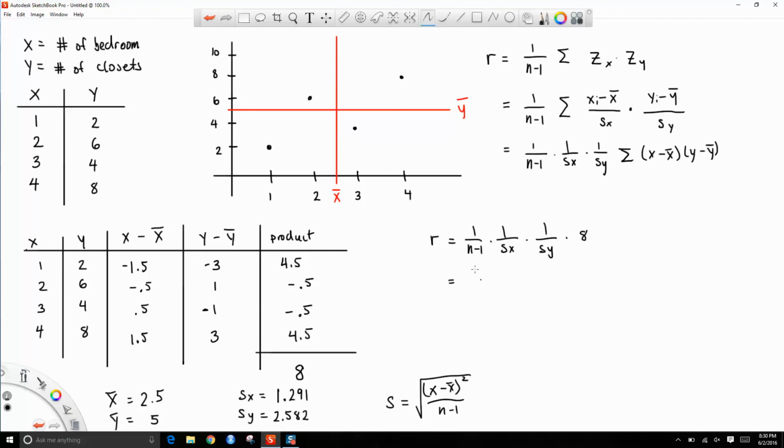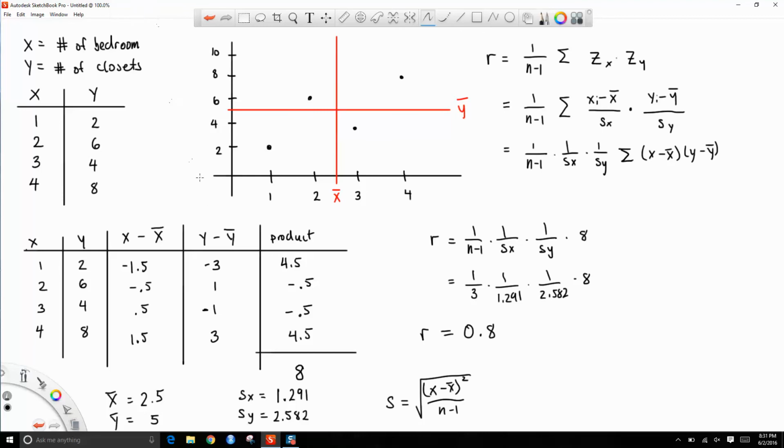So anyway, we do this. Now we have 1 over n minus 1. We have 4 data points, so we're going to have 1 over 3, times 1 over 1.291 times 1 over 2.582 times 8, and all of this comes out to be 0.8 for R. So my correlation between the x and y variables for these 4 data points is R equal to 0.8. So there's a positive trend and maybe not a ton of scatter.